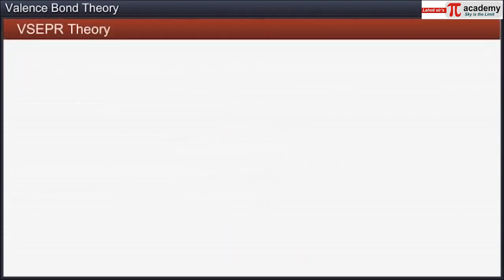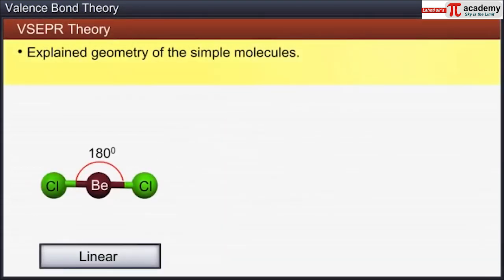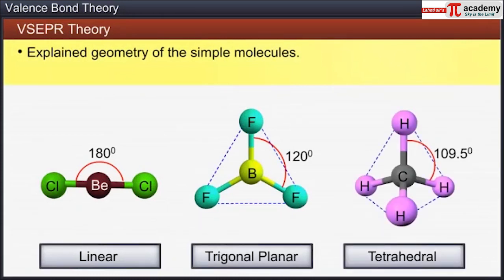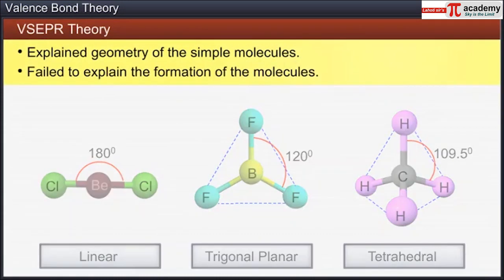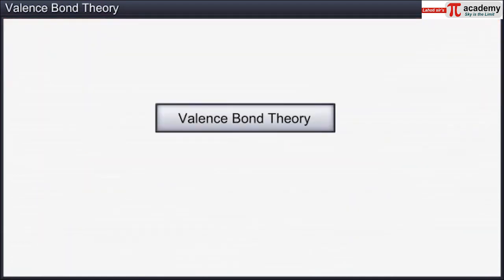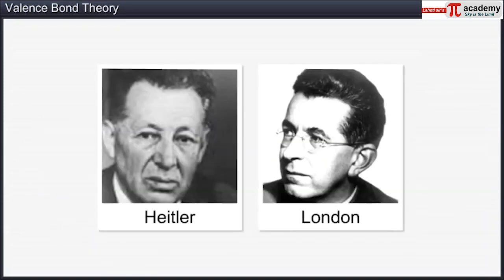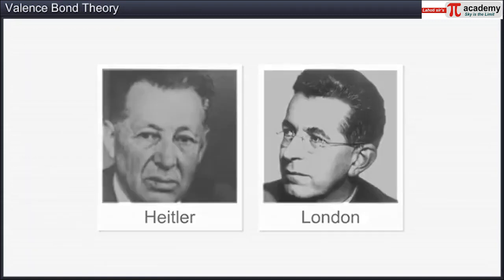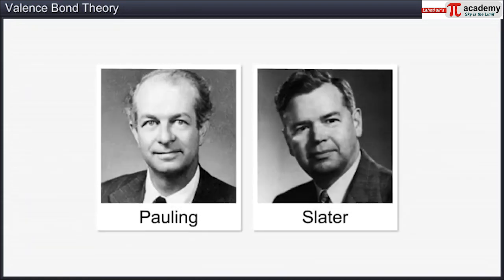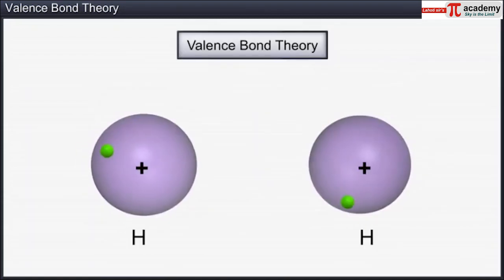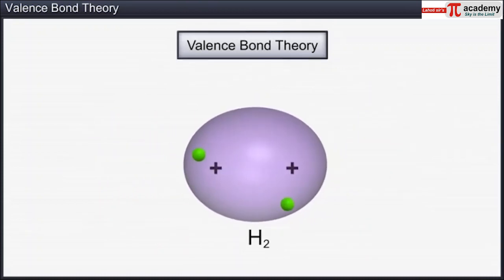The VSEPR theory, on the other hand, gives the geometry of the simple molecules but fails to explain their formation. To overcome these limitations, the valence bond theory and the molecular orbital theory, which are based on quantum mechanics, are introduced. The valence bond theory was introduced by Heitler and London and was developed further by Pauling and Slater. It explains the formation of covalent bonds.